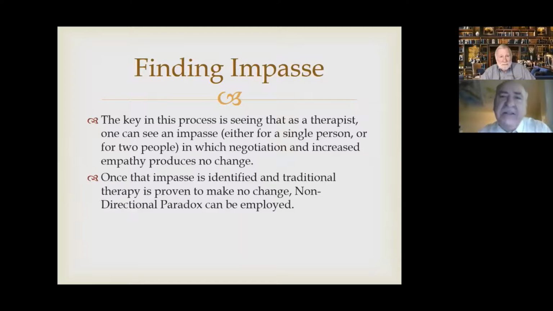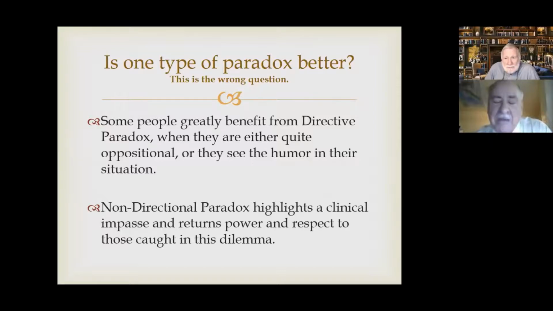So the key in this is that you have to find those cases where an impasse exists. It doesn't always exist, either in an individual or in a couple. So it's not as though paradox is something that we're constantly seeing. But if you find an impasse, I think it's the best way to address it, rather than the therapist spinning their wheels, feeling more and more impotent in terms of not being able to make a clinical change. But once you see an impasse that results in both sides having legitimate positions, that's a perfect place to proceed towards a non-directional paradox.